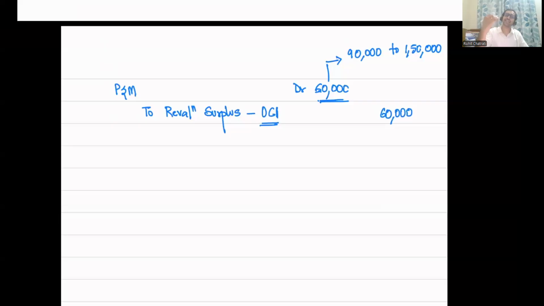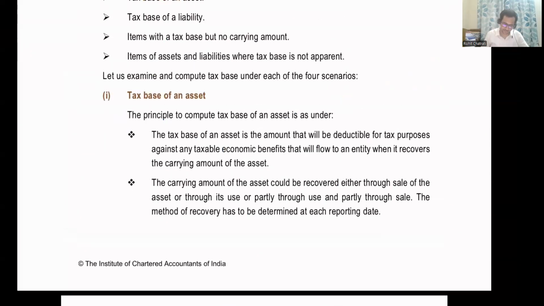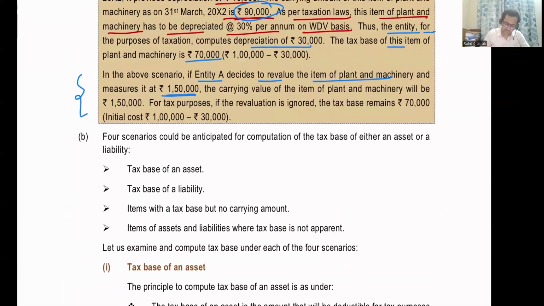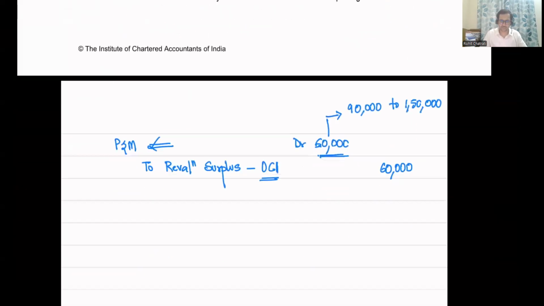All right, we have increased the carrying amount by 60,000 rupees. The fact that we debited the plant and machinery by 60,000 means that we increased the carrying amount by 60,000. So therefore, the carrying value of the item of plant and machinery is now going to be 1,50,000. The carrying amount is going to be 1,50,000.